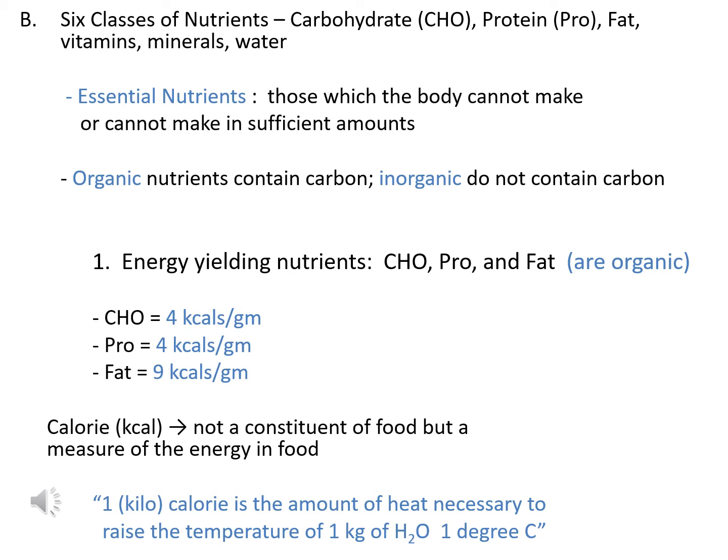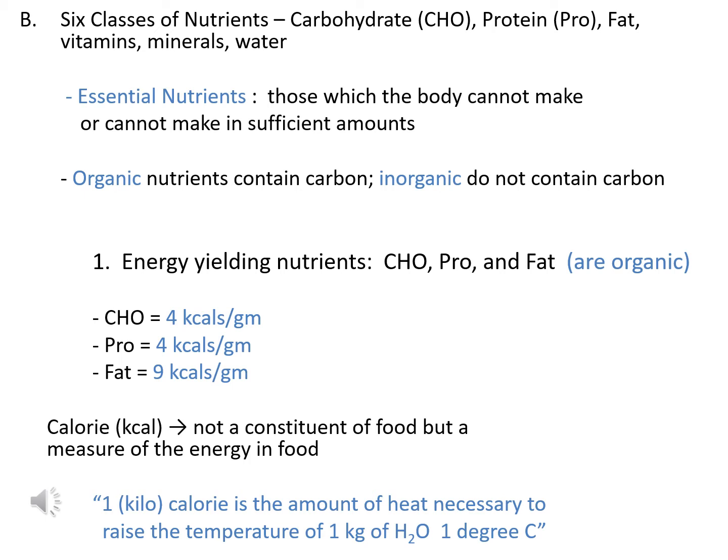Now when we go through chapters 4, 5, and 6, which cover these nutrients in more depth, what you're going to see from their chemical composition is that they contain carbon. Therefore, they are organic nutrients. What you're also going to see is that these nutrients provide us with a certain amount of calories when we consume them. So carbohydrate provides 4 calories per gram.